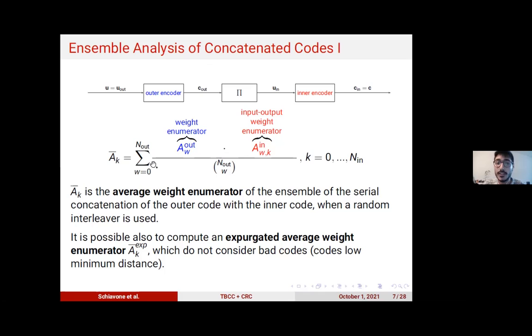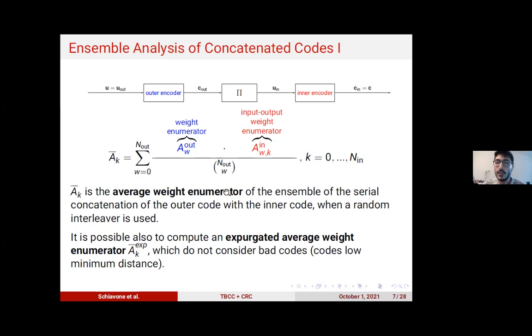With all these ingredients, we need, of course, to remove W, the Hamming weight of the outer encoder, from the equation. So we do a summation, and this gives us the average weight enumerator of the ensemble of a serial concatenation. Okay, so this equation is always valid for the serial concatenation when the interleaver is a random uniform interleaver.